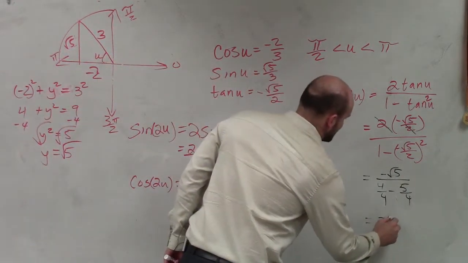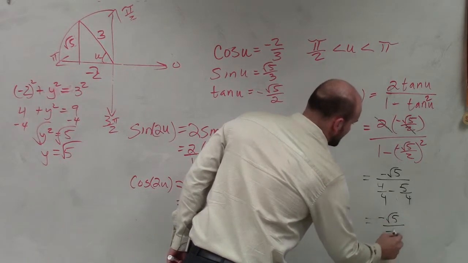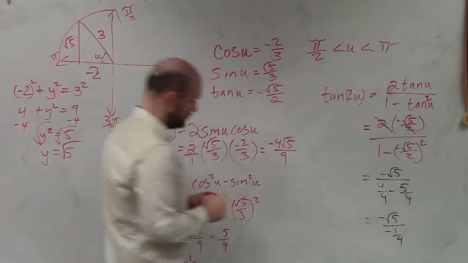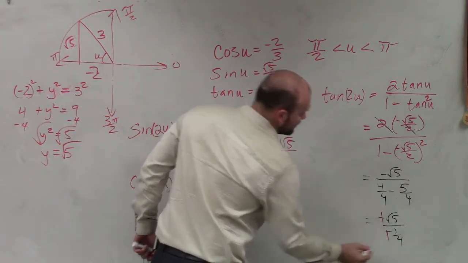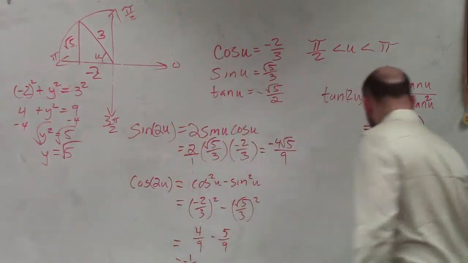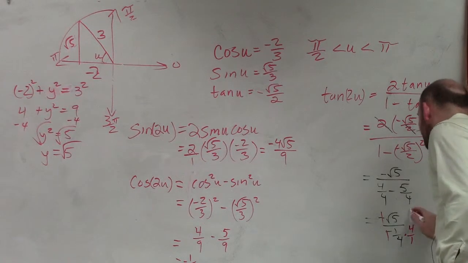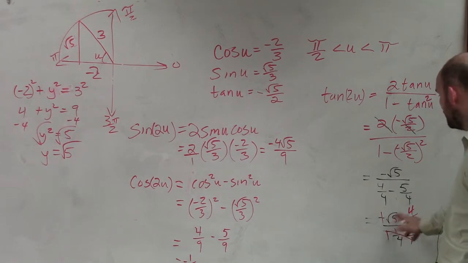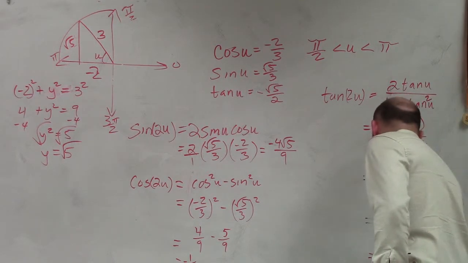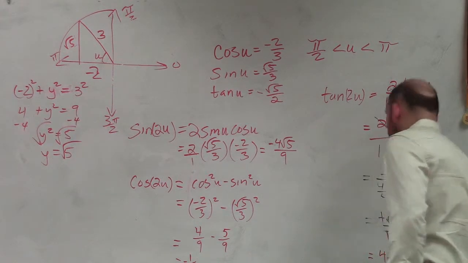So therefore I have negative square root of 5 over a negative 1/4. Hopefully you guys see that the negatives now divide to make it positive. Then I just multiply by my reciprocal. What's nice about multiplying by the reciprocal is that it makes my denominator 1. And then I just multiply here, and my final answer is 4 square root of 5.